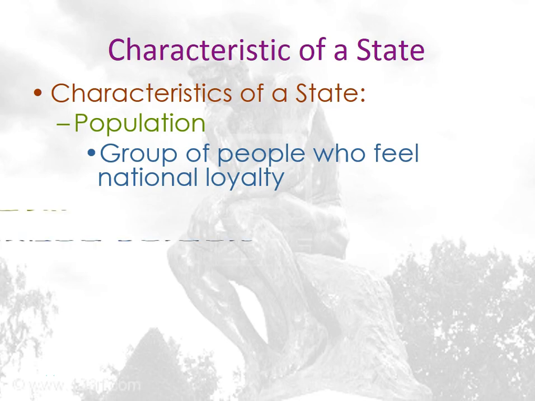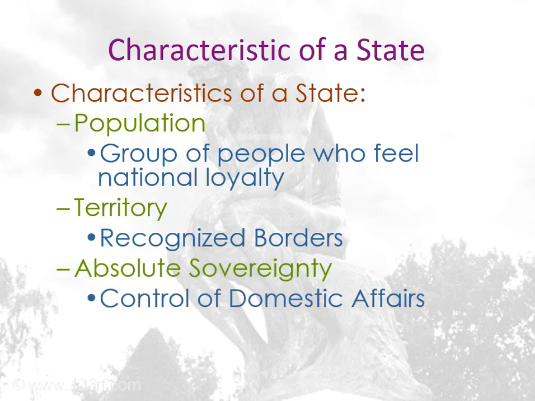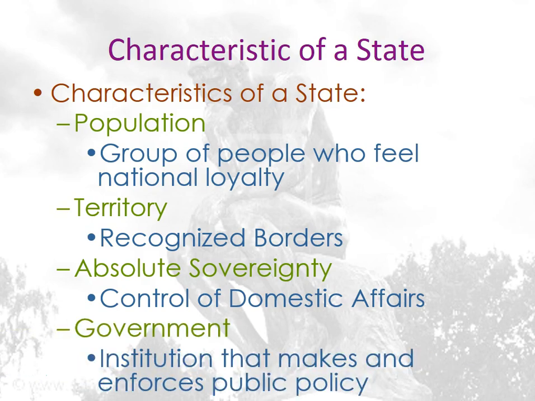So the second thing we need is land. We need territory. We need borders that are recognized by other countries in the world. The third thing that we need is sovereignty. We need actual control over that land. So if I claim that I have land, but I don't actually have control to do whatever I want on the land, then technically speaking, I'm not sovereign. I'm not truly free.